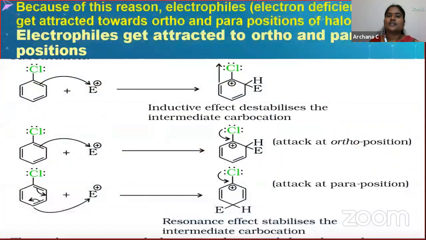Next, we will discuss the mechanism. Whenever they undergo electrophilic substitution reactions, as you learned in your inter first year itself, it is a 3-step mechanism.